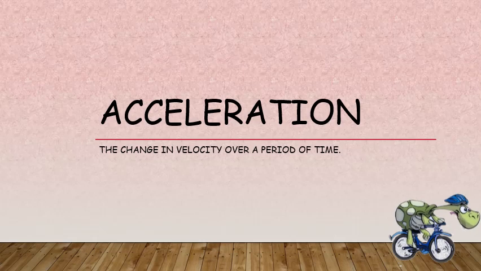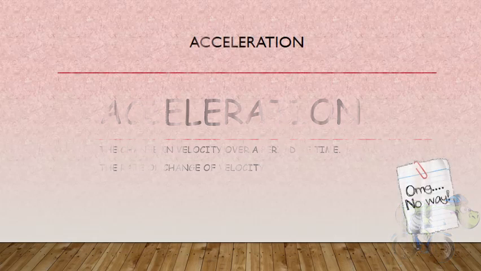That means change in the velocity over a period of time is acceleration. That means the rate of change of velocity is acceleration. So what is acceleration? The rate of change of velocity. Understood? So acceleration is the rate of change of velocity.